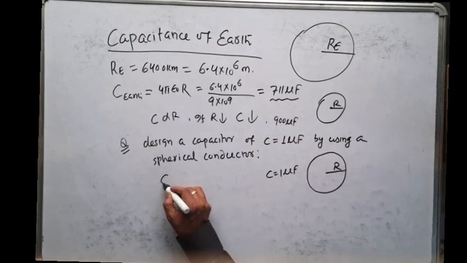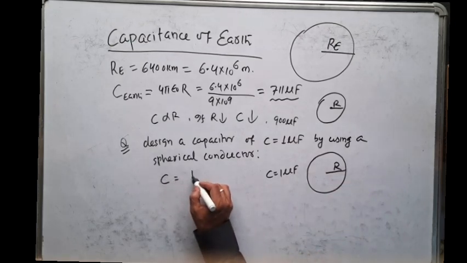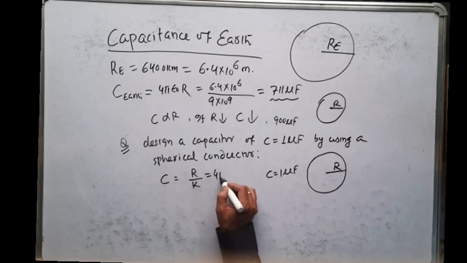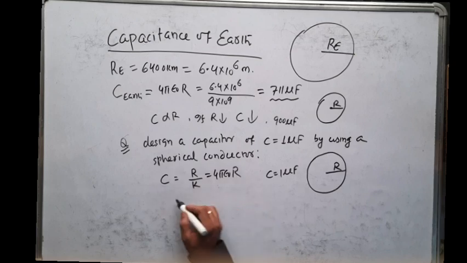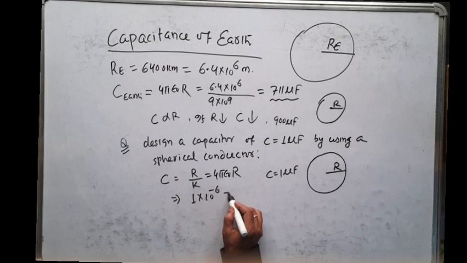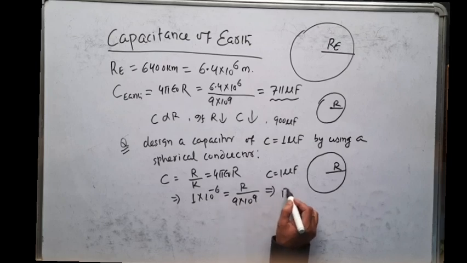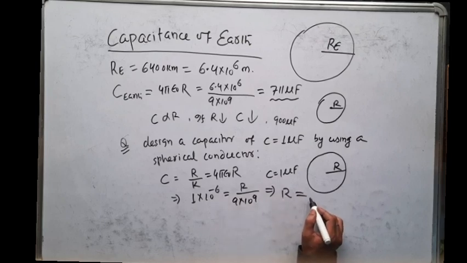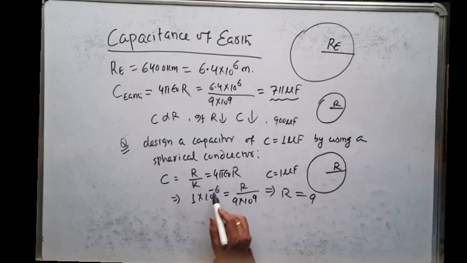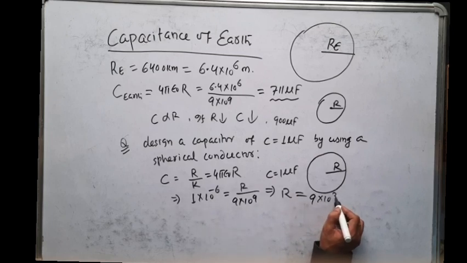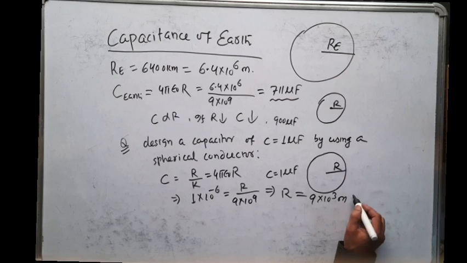So you know what the formula is? C is equal to R by K, that is equal to 4 pi epsilon naught R. Here C is equal to 1 micro, micro means 10 to the power minus 6 farad. 4 pi epsilon naught is nothing but 1 by 9 into 10 to the power 9. So if you find, you will get R is equal to 9 into 10 to the power 9 into 10 to the power minus 6, that is 9 into 10 to the power 3 meter. So 9 into 10 to the power 3 meter means 9 kilometer.